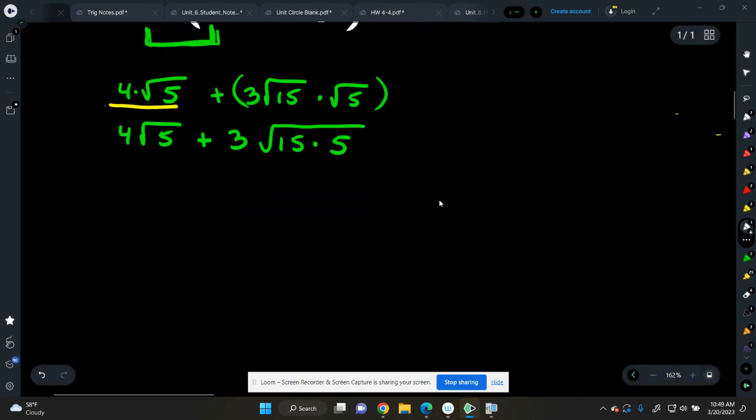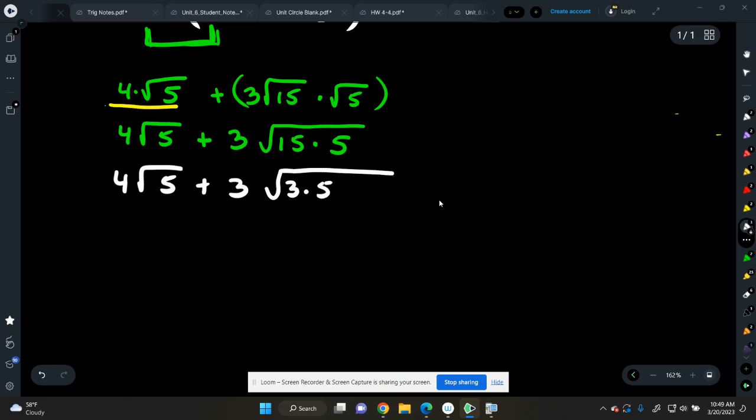All right. Now let's work on what's inside here. We have 4 root 5 plus 3. Now we're going to factor the 15. 3 times 5.